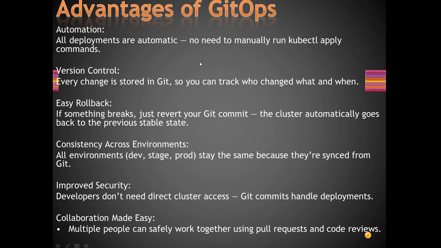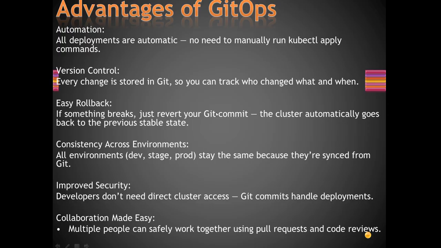Some of the advantages of GitOps: automation, all deployments are automatic and there is no need to manually run kubectl apply commands. Another one is version control, all changes are stored in Git, so you can track who changed what and when. Easy rollback, if something breaks, just revert your Git commit, and the cluster automatically goes back to the previous stable state.